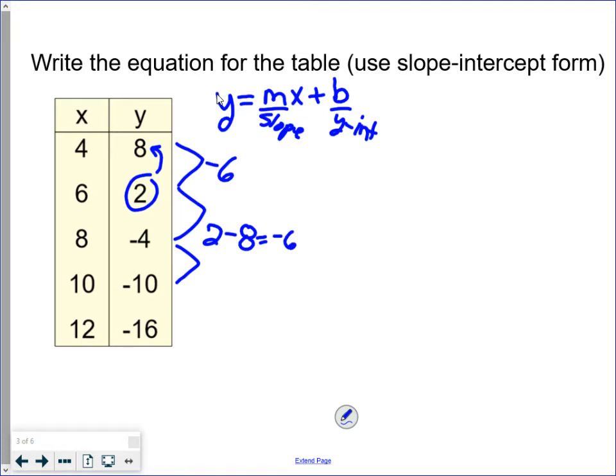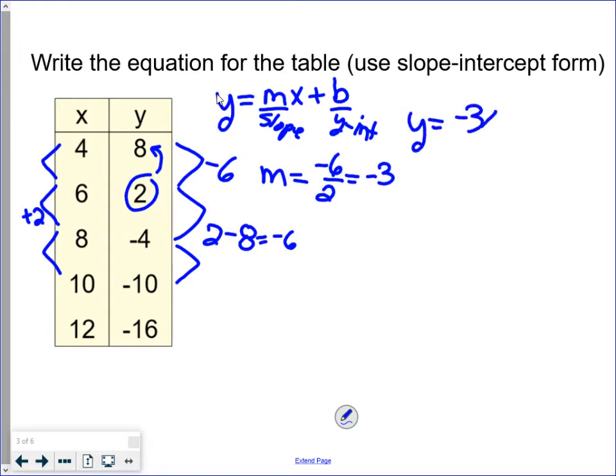Our change in x, what is happening every time? We can see here that we are adding 2 every time. So our slope is change in y, which is negative 6, over change in x, which is 2. That will simplify down to negative 6 divided by 2 is negative 3. So our slope of this line, our equation will be negative 3x plus, and we need to find the y-intercept.